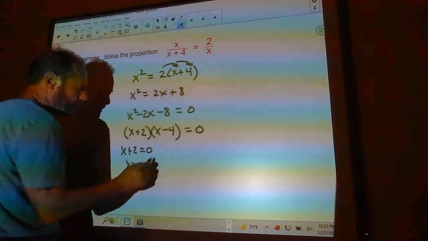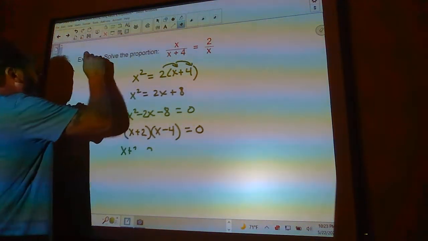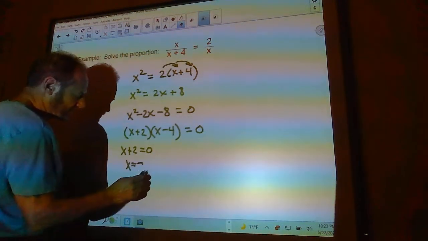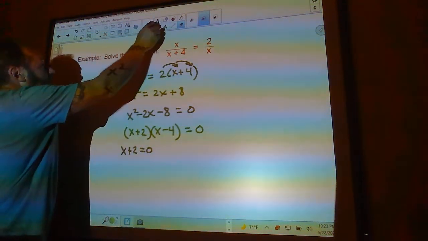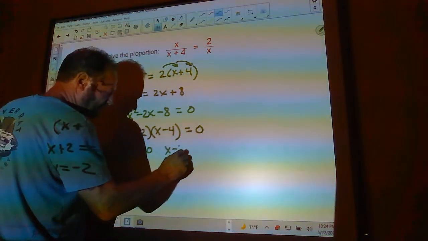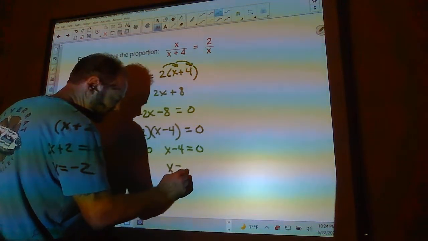Whoops. Uh-oh. Let's undo that, and let's try a smaller eraser. Okay. X is negative 2. And over here, x minus 4 equals 0, so that tells me that x is 4.